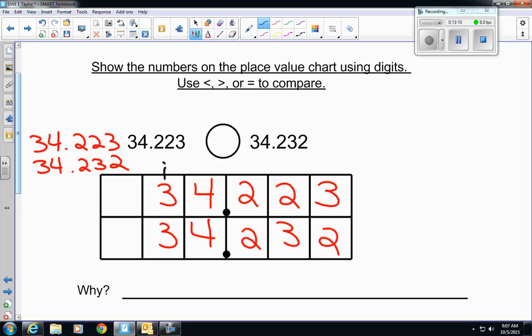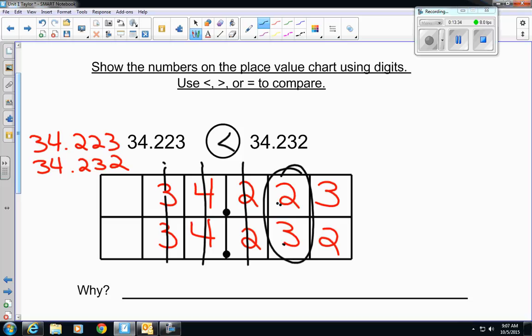The first one they share. Can I make a judgment on the 3? No. Can I make a judgment on the 4? No. Can I make a judgment on the 2? No. So I have to look here in the hundredths column. Now I can make a judgment. 3 hundredths is bigger than 2 hundredths. So we have to go all the way down to the hundredths. There's a very small difference between these two numbers.